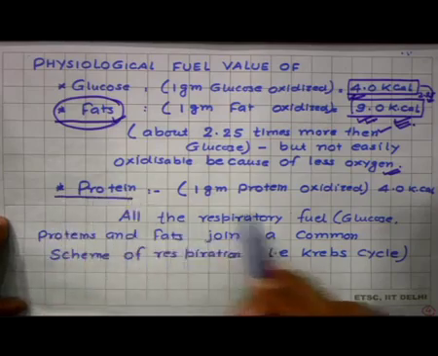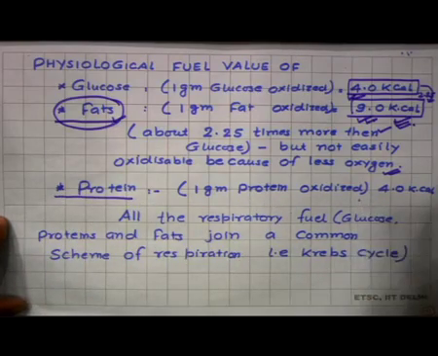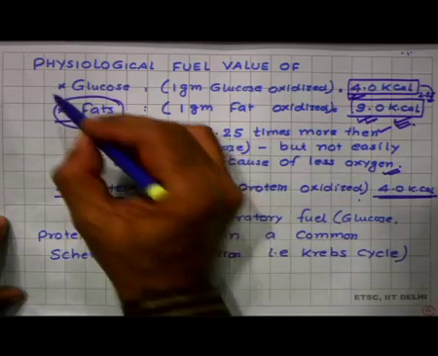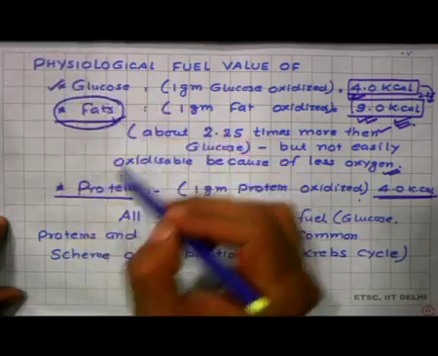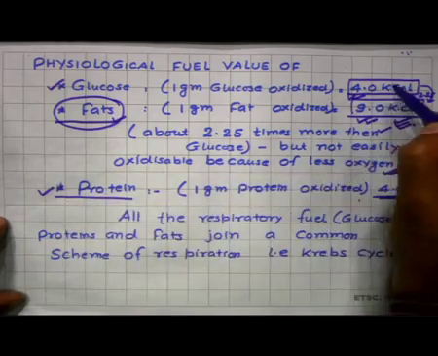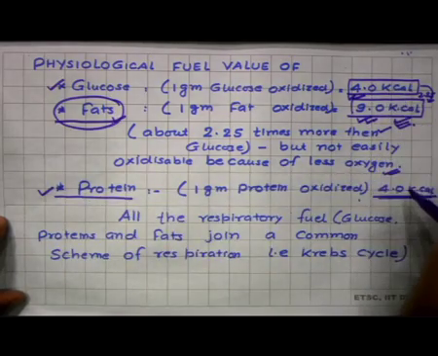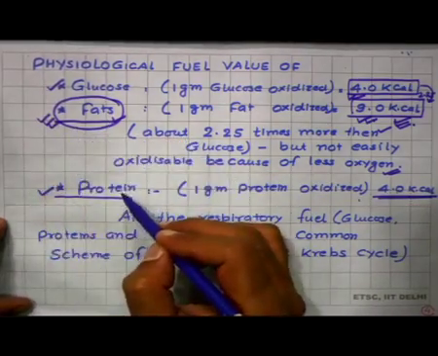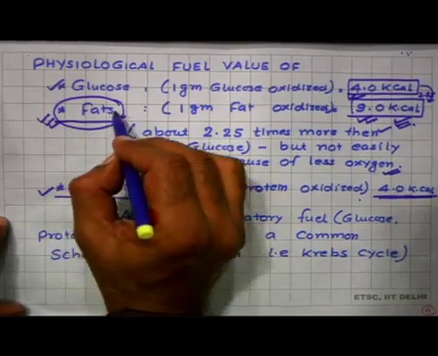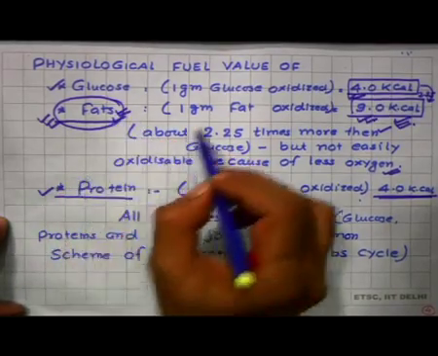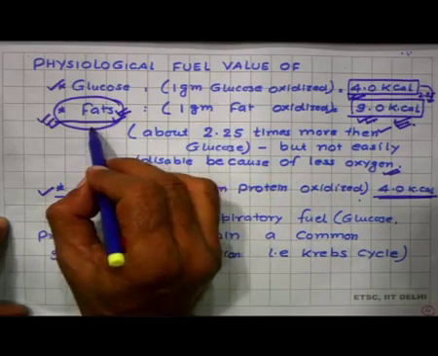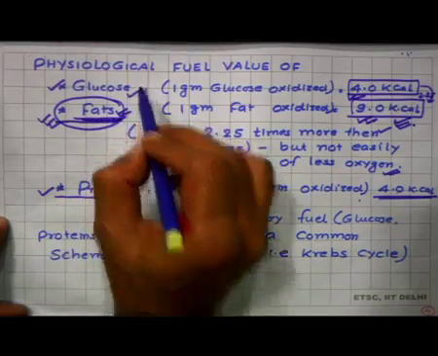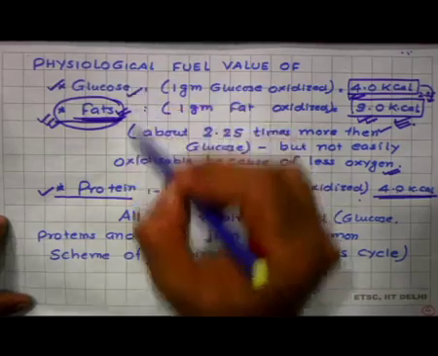In case of protein, 1 gram of protein oxidized gives 4 kilocalories of energy. So, we can compare glucose and protein: they equally give 4 kilocalories of energy, but fat gives more energy. So, it is better to store fat for a longer time. Camels and some other animals also store fat for the storage of food in lieu of glucose and protein.